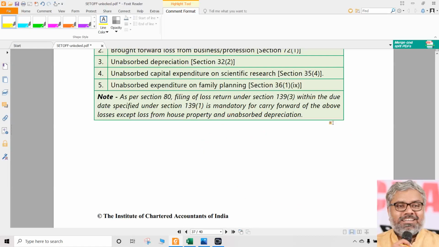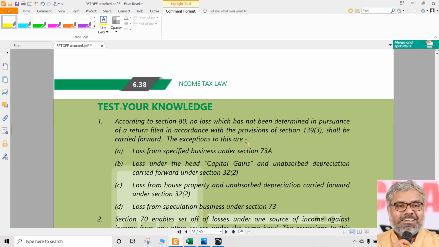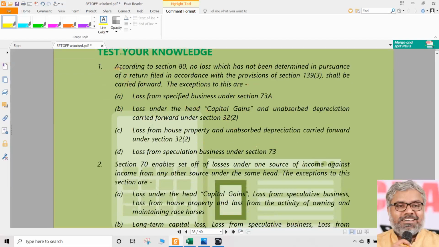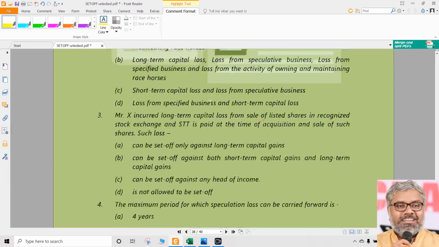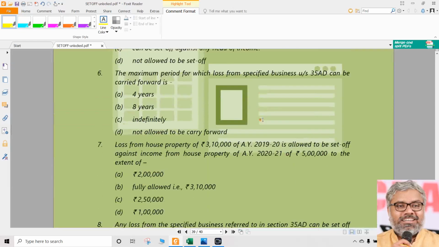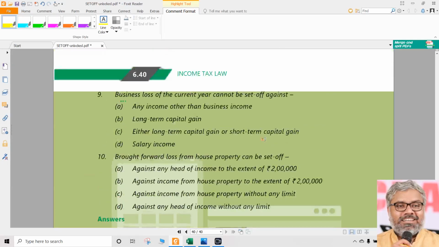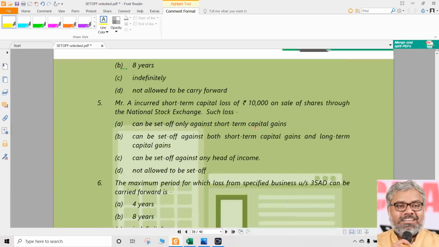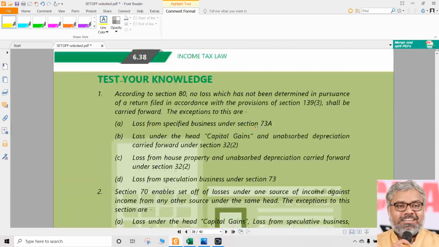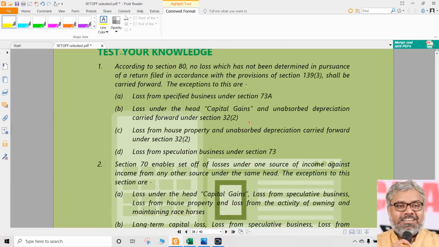We have done all the questions of the ICA material, including illustrations and exercises. Now your job will be to check the answers for these MCQs. MCQs you have to do. Of course, the answers are given here already. So mostly you will be able to find out. If at all you go wrong also, you will be able to find out where you went wrong. Clear?